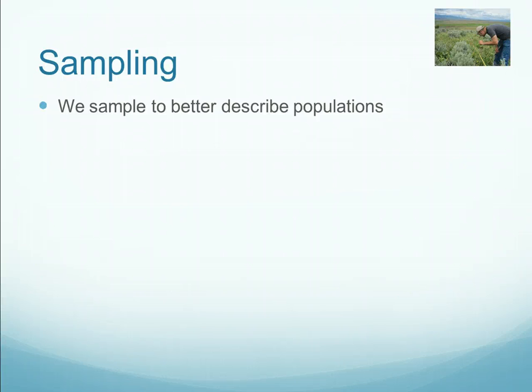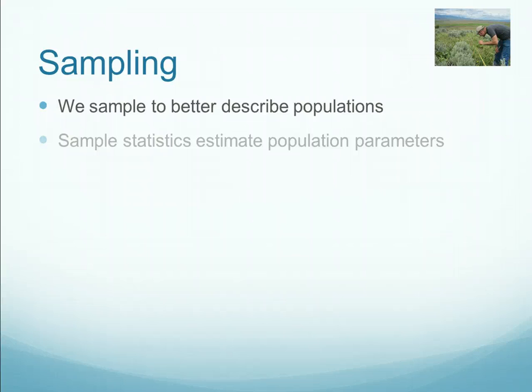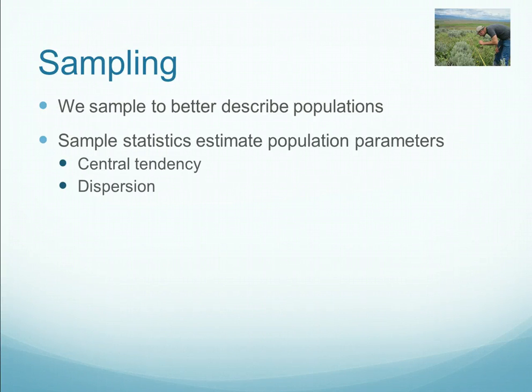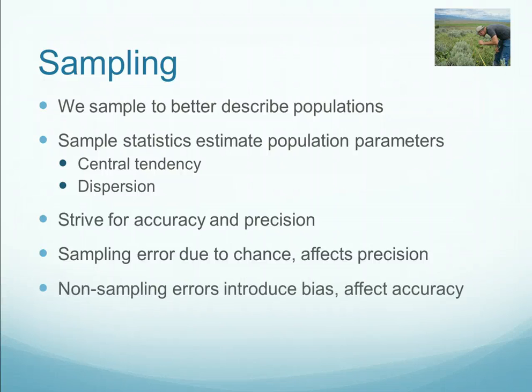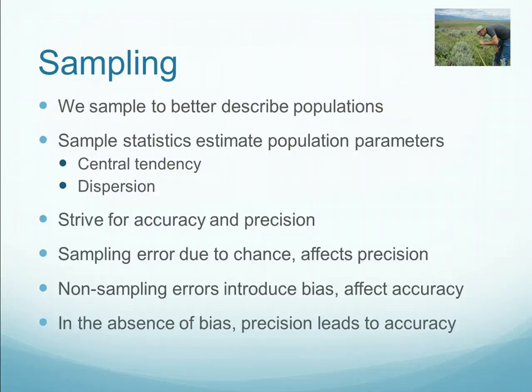So to review, we sample to better describe populations. Sample statistics estimate population parameters, and we most often focus on descriptions of central tendency and dispersion or variability. We strive in our sampling for accuracy and precision. Sampling error is due to chance and affects precision of the estimate, whereas non-sampling errors introduce bias and affect the accuracy of our estimates. In the absence of bias, we assume that precision leads to accuracy.